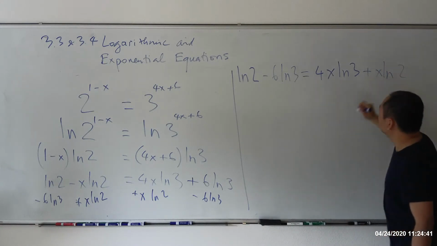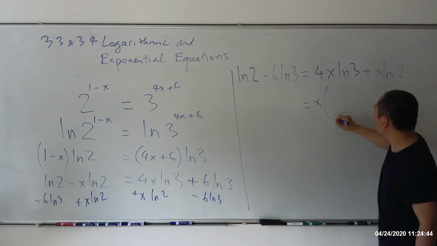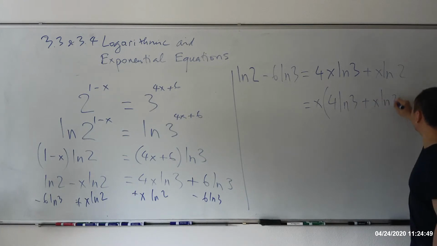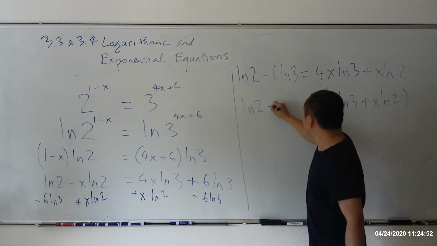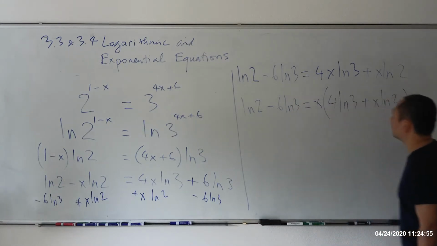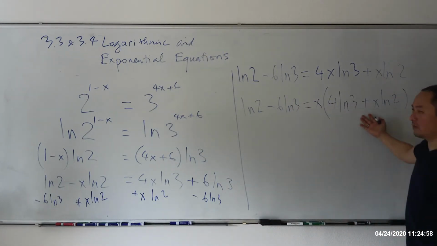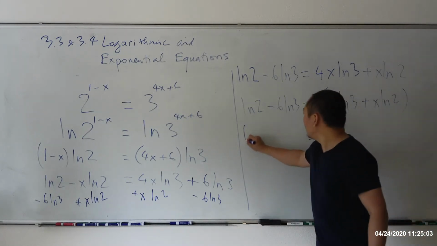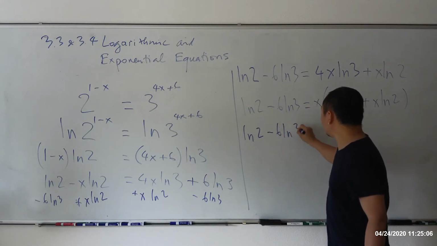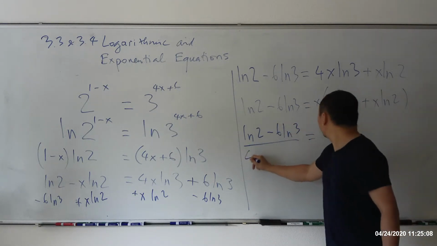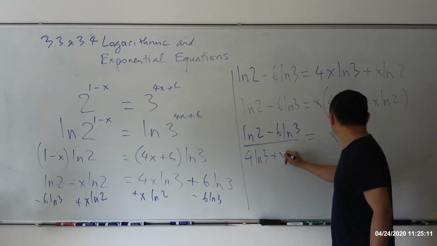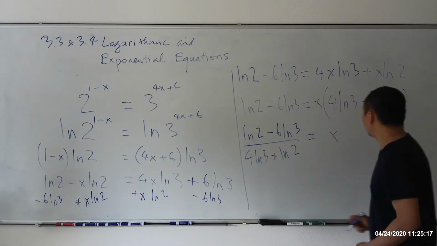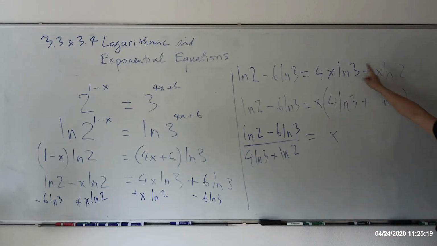Now I'm going to factor out the x on the right hand side. x as a common factor. We got x times 4 ln of 3 plus ln of 2 equal to ln of 2 minus 6 ln of 3. Now, divide both sides by whatever you got in the parentheses, and you have this: ln of 2 minus 6 ln of 3 all over 4 ln of 3 plus ln of 2. That will be the answer. Okay? There's no x in here, I already factored out the x.